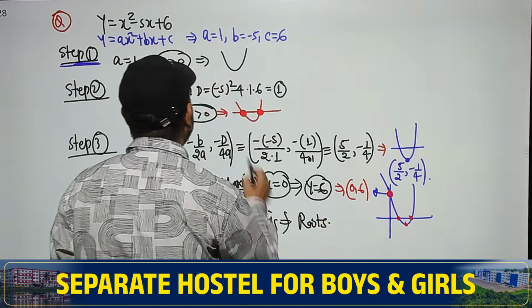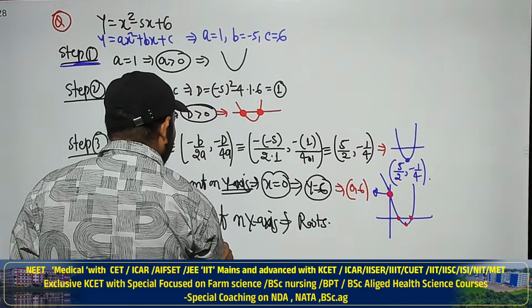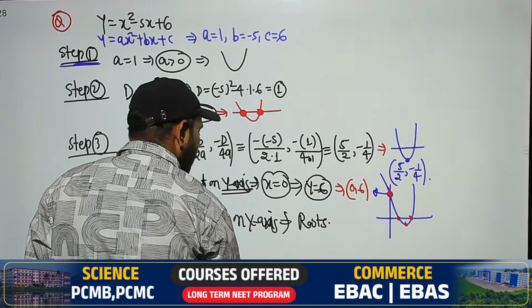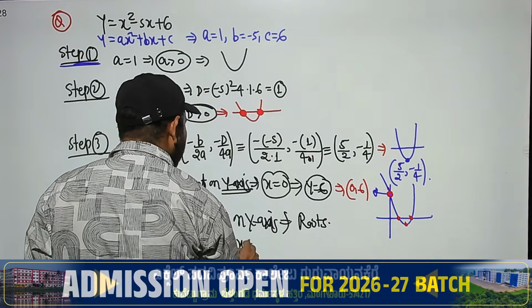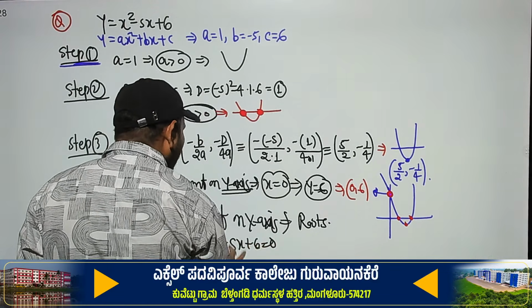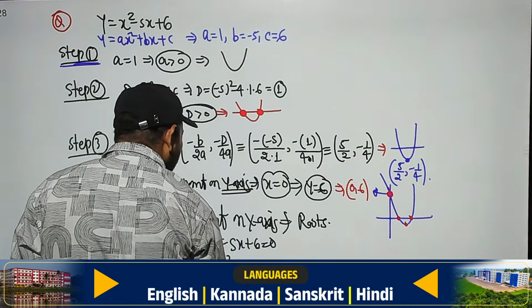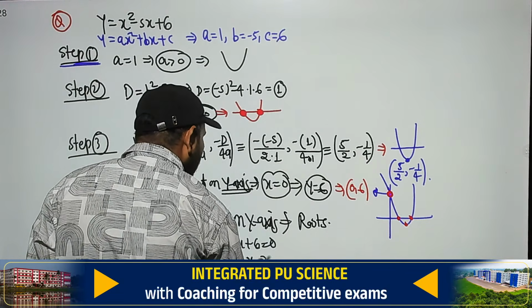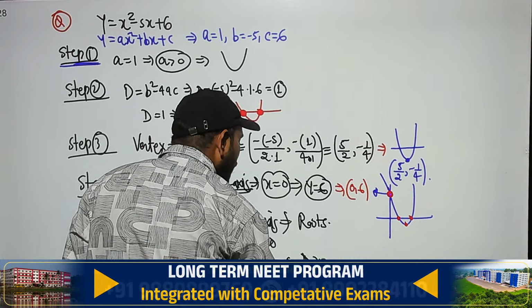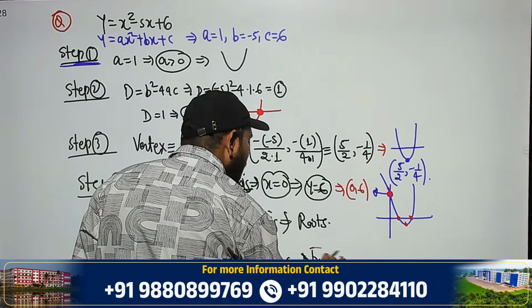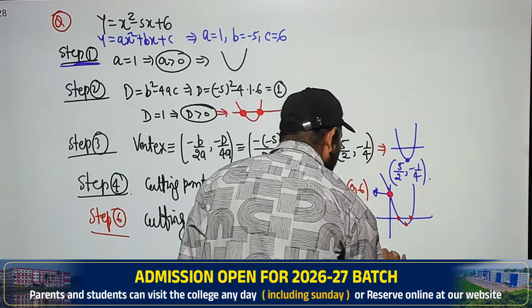Okay, I know how to find the roots. The equation is x square minus 5x plus 6 equal to 0. Now I know how to find the roots. X minus 2 into x minus 3 is equal to 0. It means x is equal to 2, 3. Means roots are 2 and 3. Now, sir, I know everything.